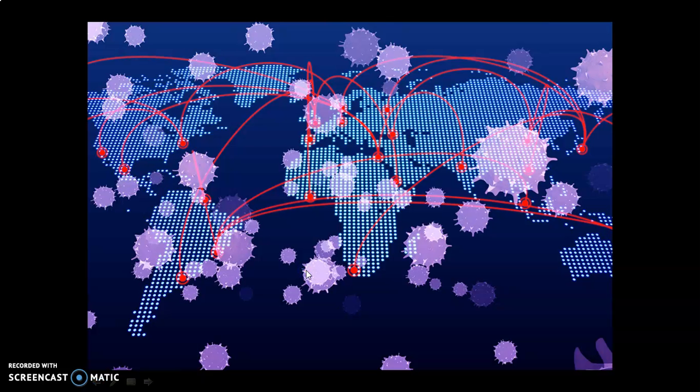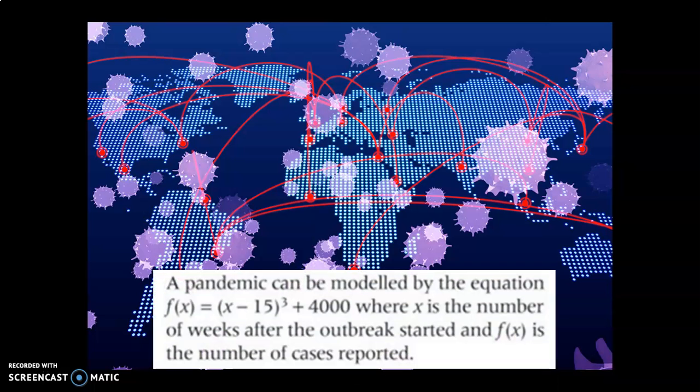So here, this shows obviously something the whole world is dealing with right now. It's about a pandemic. So we have a pandemic which can be modeled by this equation. This time it's not quadratic, it's cubic. And x represents the number of weeks after the outbreak started, and f of x represents the number of cases reported. So the input is weeks, and the output, the f of x value, is going to be how many cases we have.